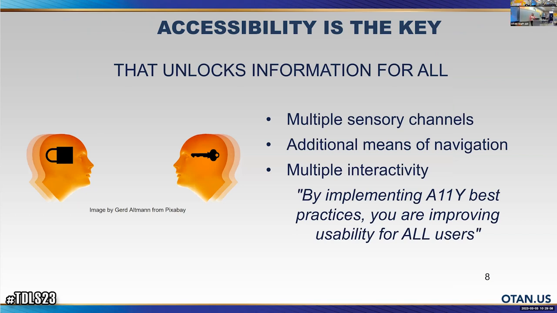Accessibility is the key that unlocks information for everyone, as we make our information accessible across all sensory channels, or at least more than one. This is one of the things that technology is really helpful with. Okay, I give you a textbook. It's not in Braille. You can't read it. But if I digitize the textbook and you click on the button that allows the screen reader to read it to you, you can now read the textbook.